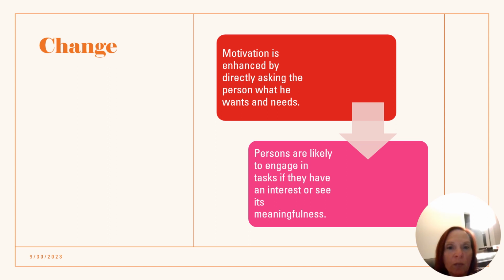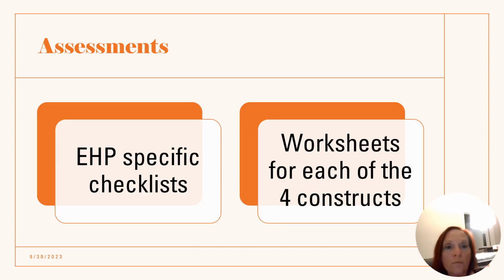Well, the change is made through motivation, that is enhanced by directly asking the person what he wants. We need to know what they want, and we need to put them where they want to be so that they can make that change. Persons are likely to engage in tasks if they have an interest or see it meaningful. And then EHP does have their specific checklists. They do have some worksheets that they work with too.